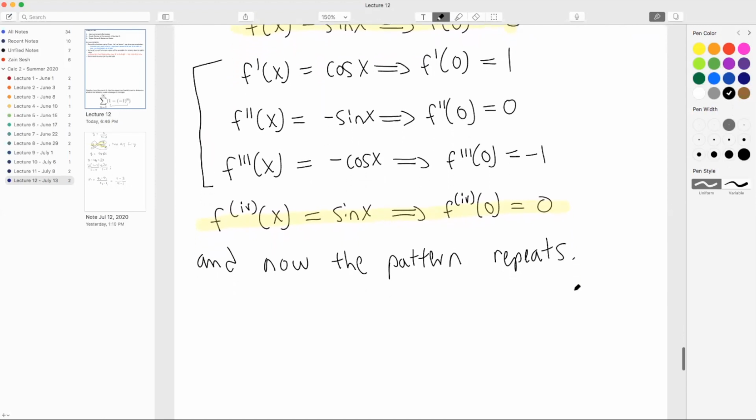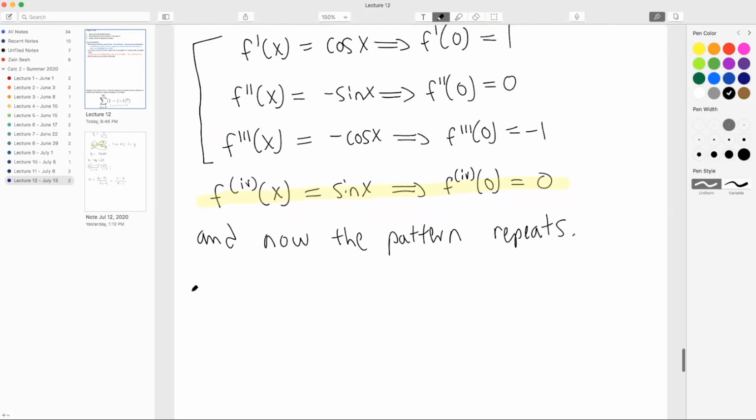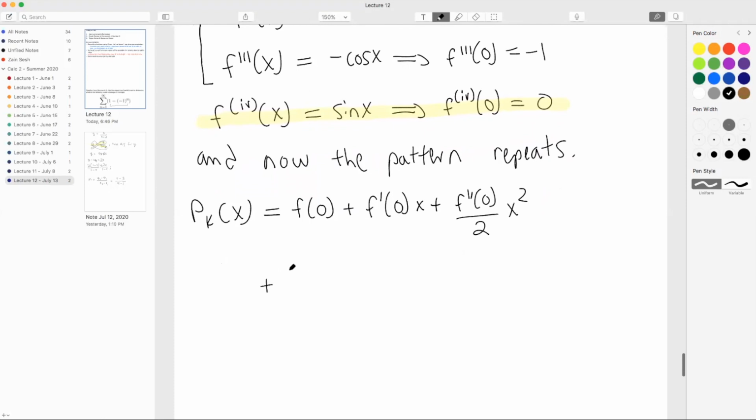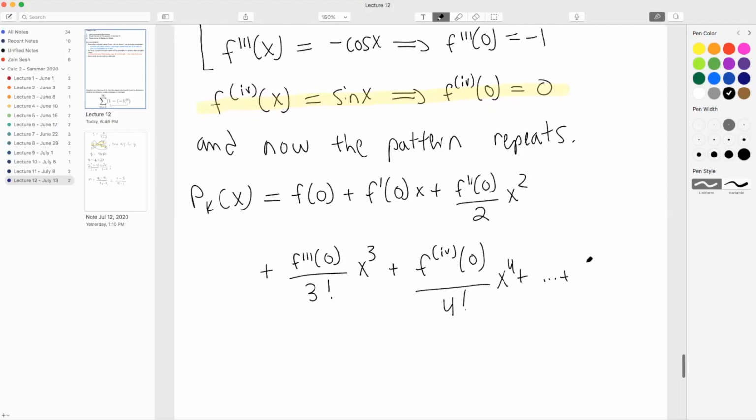So this is nice. We can get a nice formula for the kth Taylor polynomial, P sub k of x. Let me just write it out with the derivatives. So this will be f of 0 plus f prime of 0 times x plus f double prime of 0 over 2, x squared. I'm going to continue on the next line down because I'm running out of room. Plus f triple prime of 0 over 3 factorial, x to the third, plus the fourth derivative at 0 over 4 factorial, x to the fourth, plus the kth derivative at 0 over k factorial, x to the k.